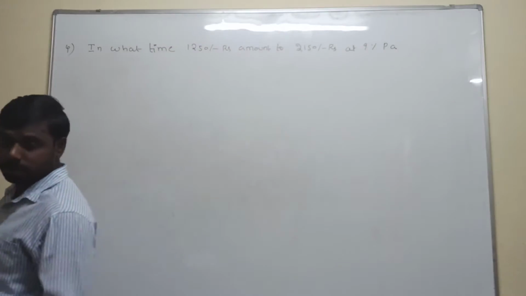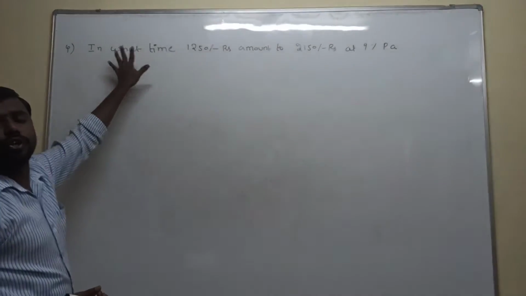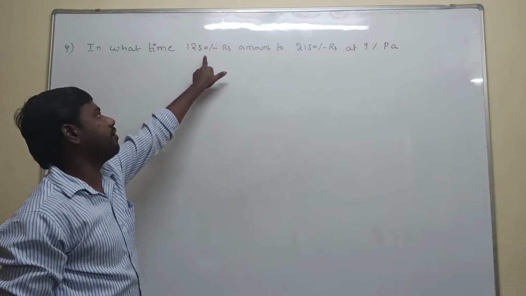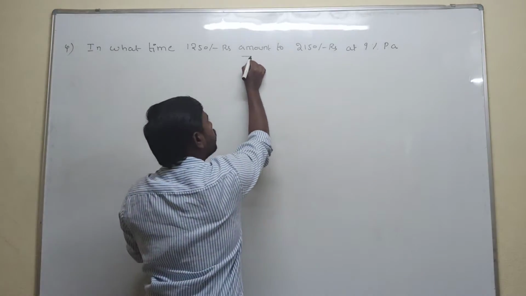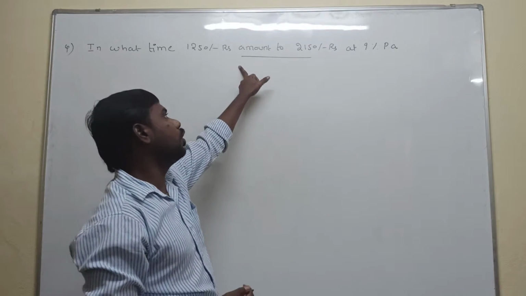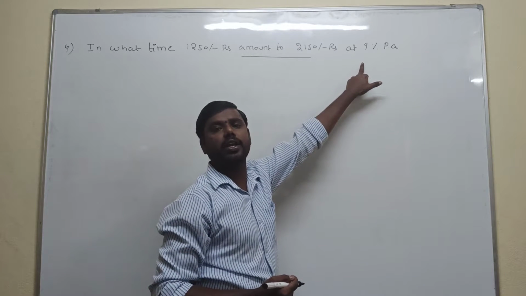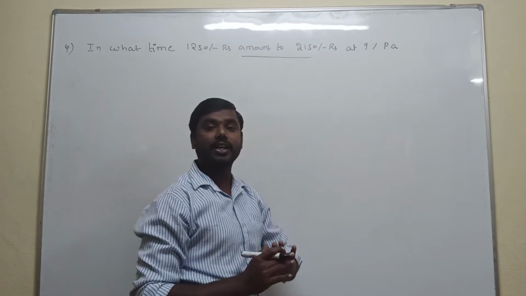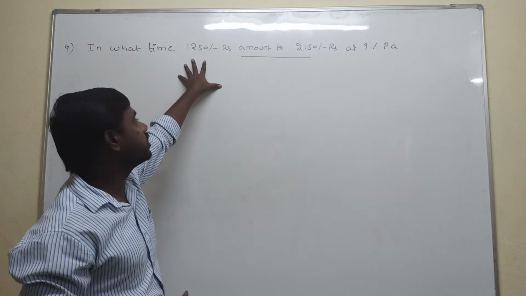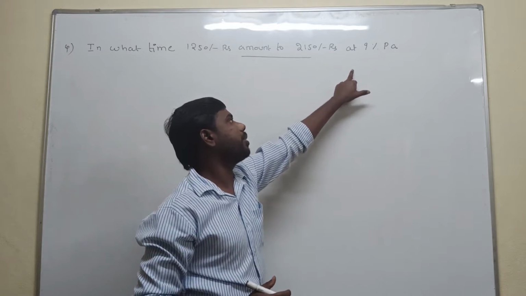See the question. Here, the duration time is not given, so we need to calculate time. Principal amount is 1250 rupees. Amount is nothing but the total amount, capital A, which is 2150 rupees. What is the rate of interest given? 9% per annum. But time is not given. In what time? Principal amount is 1250 rupees, amount is 2150 rupees at 9% per annum.